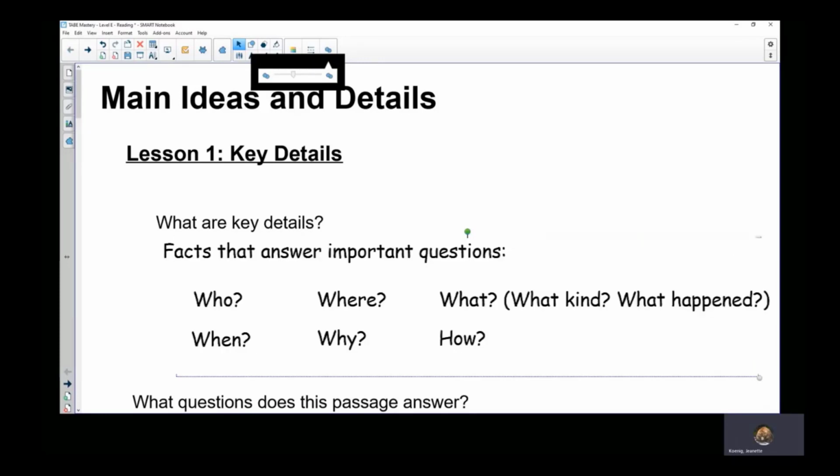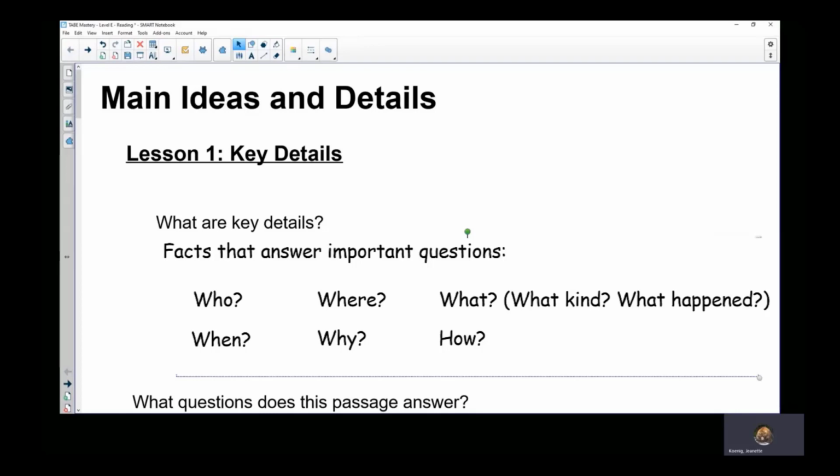We usually refer to these as WH questions because all of these questions start with WH except for, well, one of them. They're going to answer big questions: who, what, where, why, when, how. What can be a lot of things. What kind of apple are we talking about? Or what happened? As you are reading, you should be thinking about these 6 questions and looking for answers to these questions in this passage.